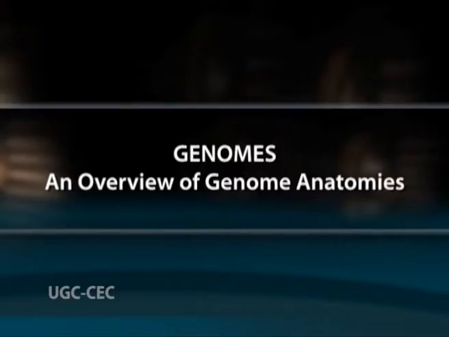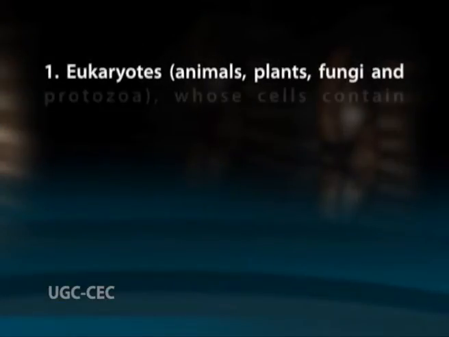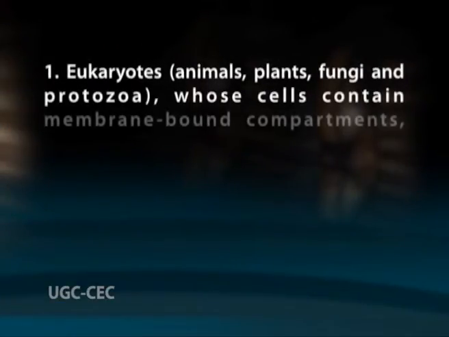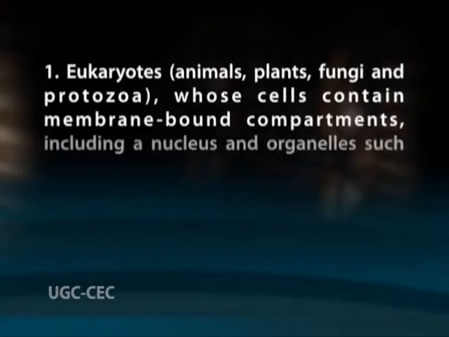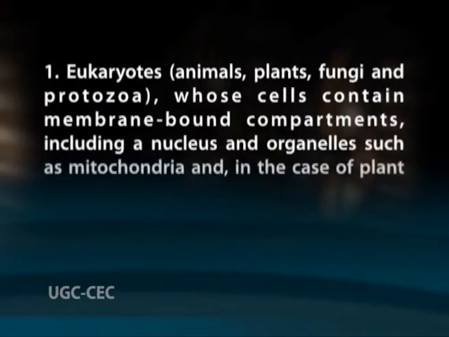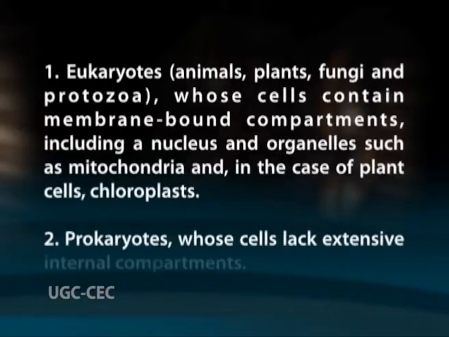Genomes. Let us have an overview of the genome anatomies. Biologists recognize that the living world comprises two types of organisms. One, the eukaryotes, which comprise of animals, plants, fungi and protozoa, whose cells contain membrane bound compartments including a nucleus and organelles such as mitochondria, and in the case of plant cells, chloroplasts. The second group, prokaryotes, whose cells lack extensive internal compartments.